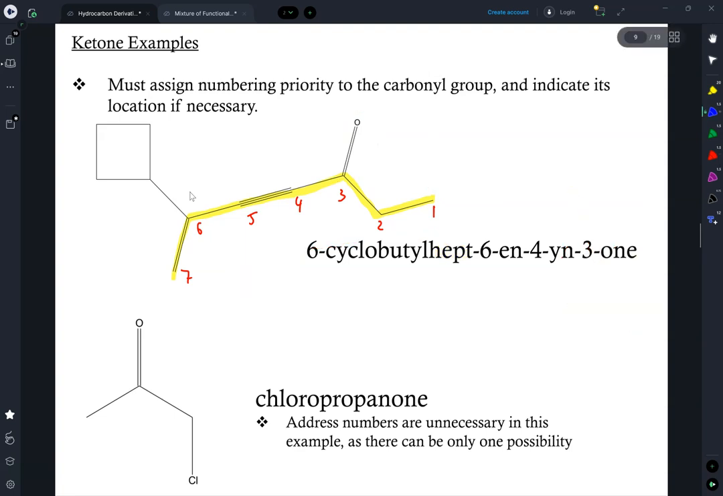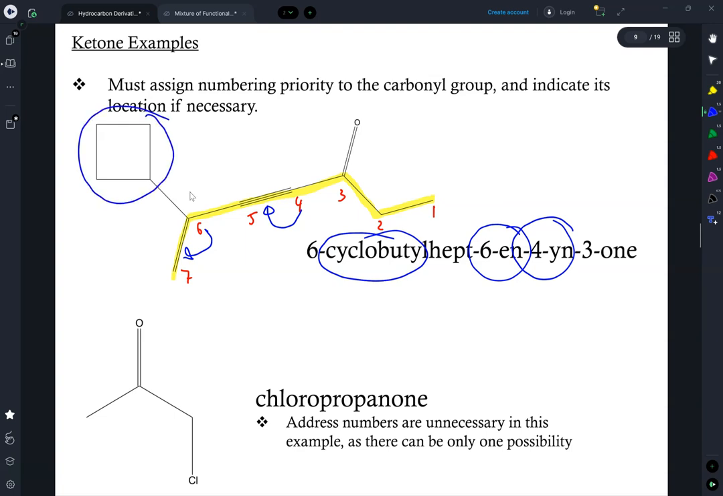Moving ahead, we see 4-yne to show the location of the triple bond. We see a 6-ene to show the location of the double bond. And then we have on the number 6 carbon a cyclobutyl branch, so cyclobutyl on the number 6 carbon.